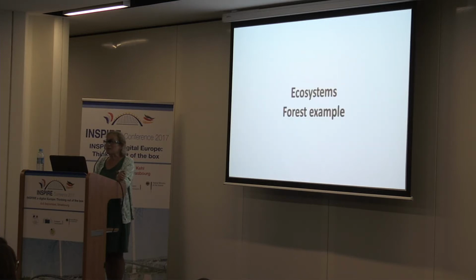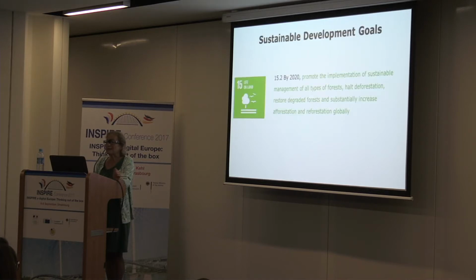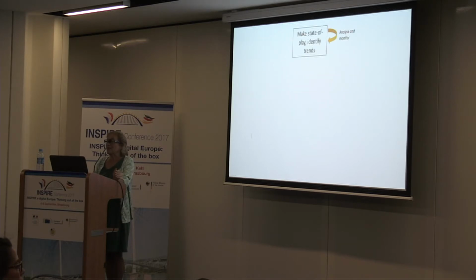Another example, maybe less known, is about forest. There is a sustainable development goal about forest, to make it more sustainable. So what can we do for this? Of course, you have to understand the issue, to make a state of play, to identify the trends. So you need lots of data, mainly land cover, to know where the forests are, but you need to know also about soils, about cadastral parcel, to understand how wide the forests are or not, land use, and so on.